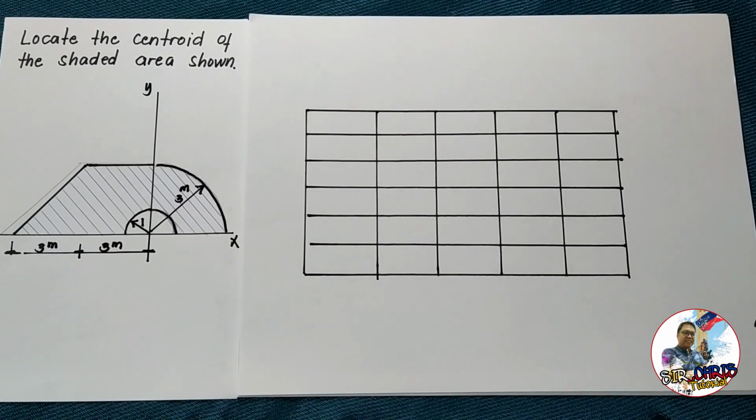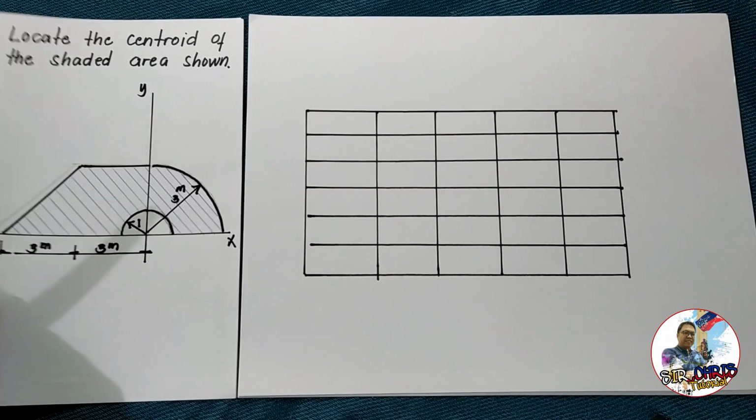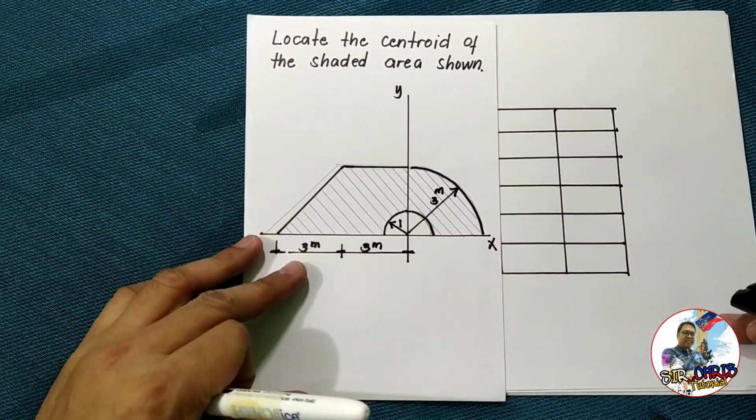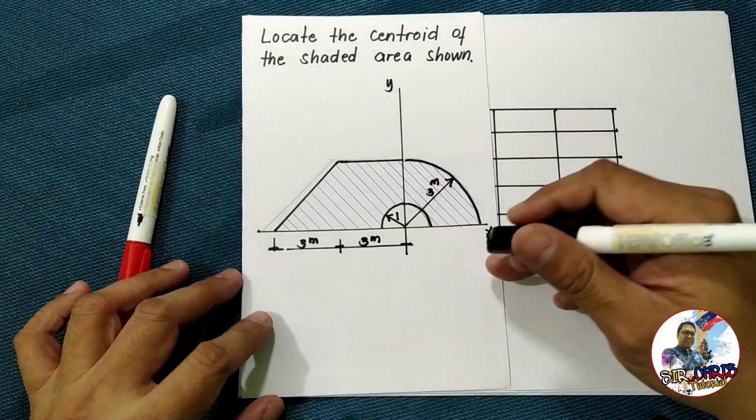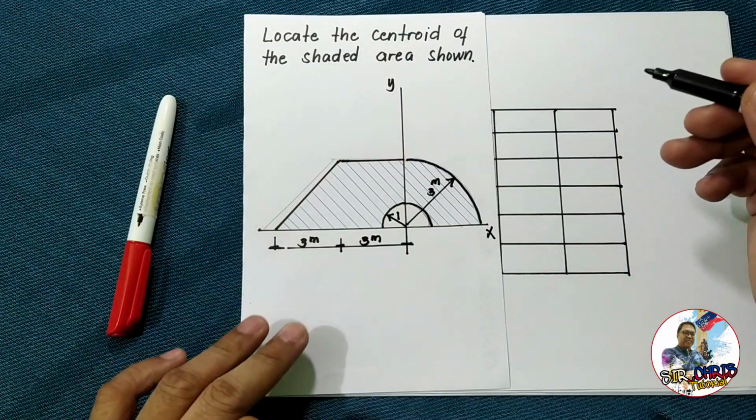So let's have another problem using composite figure. We have this problem here: locate the centroid of the shaded area shown. This shaded area is composed of different shapes. That's why it's called a composite figure.